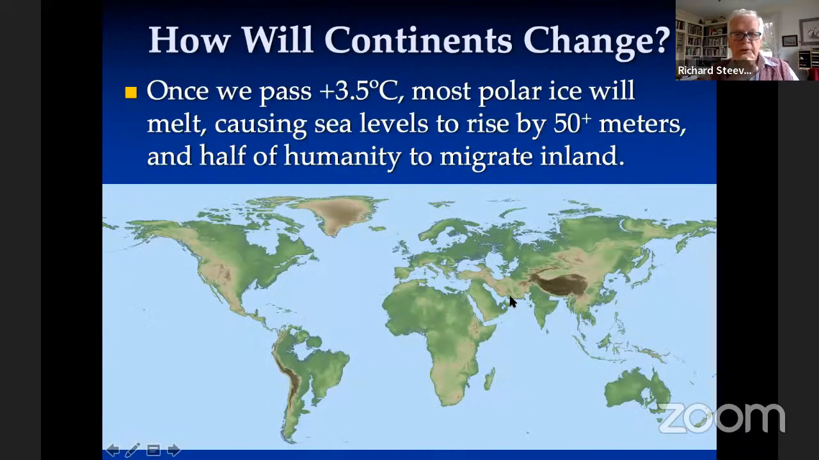Let's just look at this slide. In the past, if we look into times when it was a lot warmer in between various glacial periods, we found that when we passed 4.3 degrees, or 3.5, I mean, centigrade in the past, either going up or going down, at that temperature above today's temperature, most polar ice caps had melted, and the sea levels went up by somewhere in the neighborhood of 50 meters. That's about 150 feet. And half of humanity would have to migrate inland.